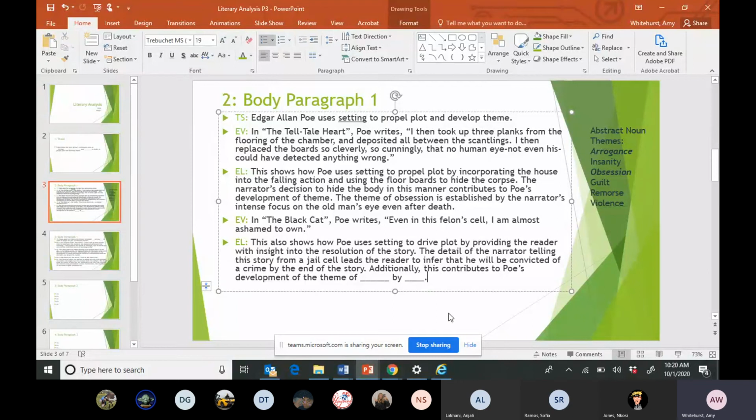So I want you to look at the abstract nouns that we talked about. And since this is a different piece of evidence, it's probably not going to be the same theme that we talked about with The Tell-Tale Heart, and that's okay. But I want you to think of what theme, what abstract noun, does this piece of evidence relate to the best?